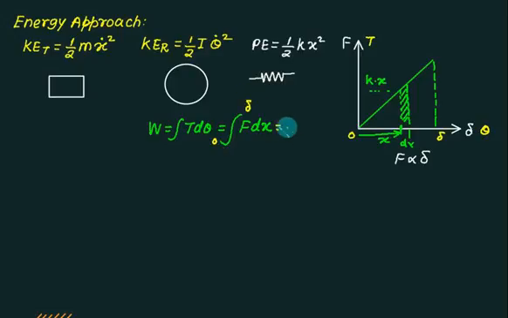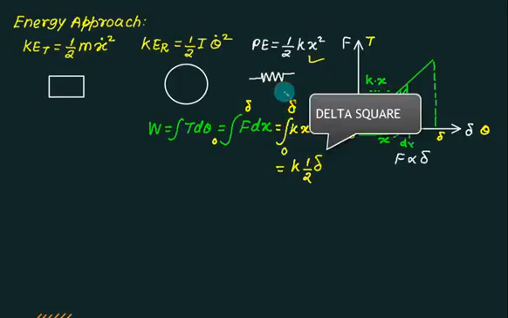So this equals the integral of F dx from 0 to delta, where F is kx. k is outside. The integral of x is x² by 2, with upper limit delta. So this gives 1/2 k delta squared. This is basically the work done.